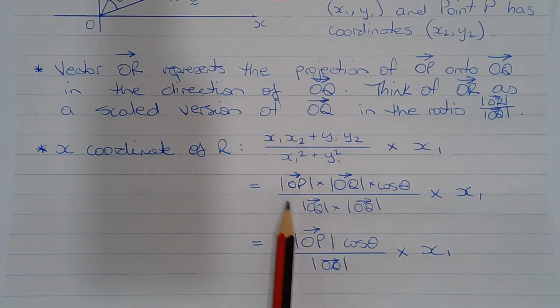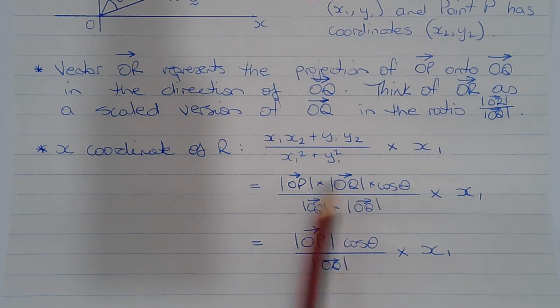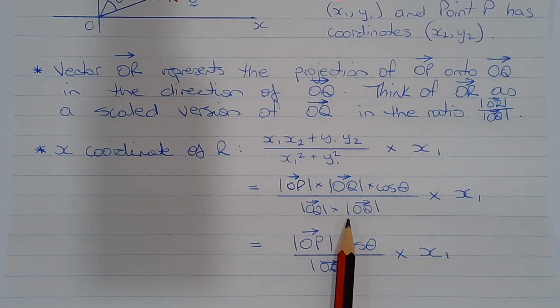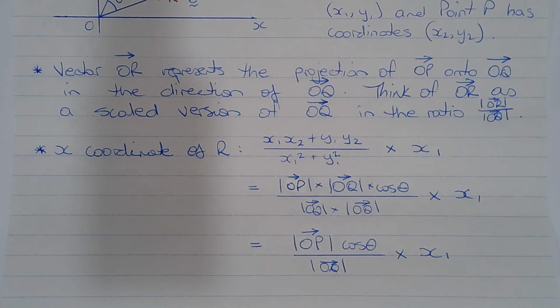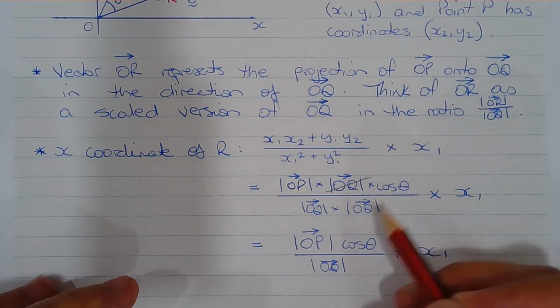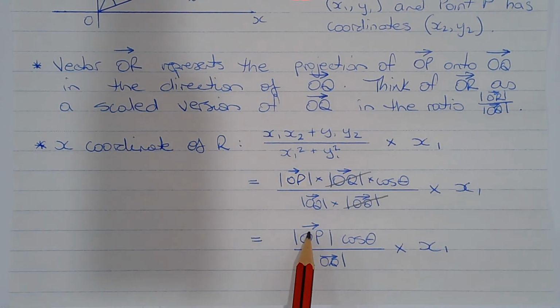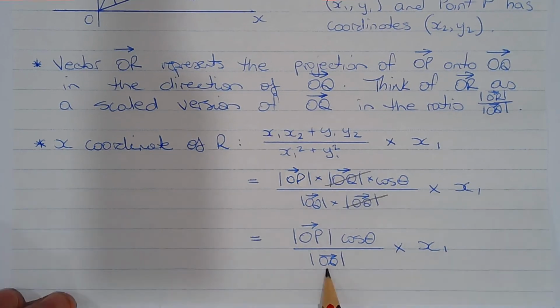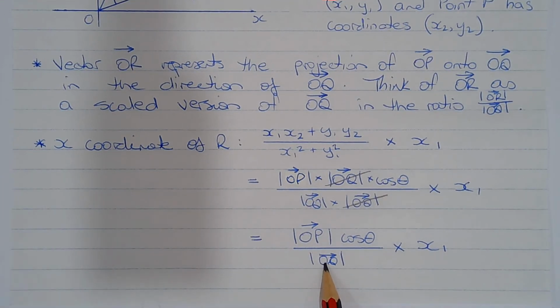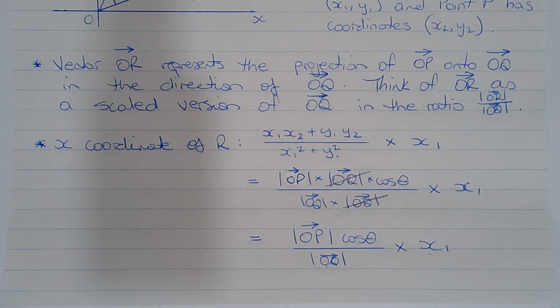And that's equal to the magnitude of vector OP multiplied by the magnitude of vector OQ multiplied by cos theta, over the magnitude of vector OQ multiplied by the magnitude of vector OQ, multiplied by x1. And of course, the two OQs here cancel. And we end up with the magnitude of vector OP multiplied by cos theta over the magnitude of vector OQ, multiplied by x1.